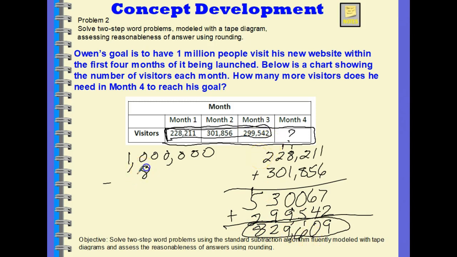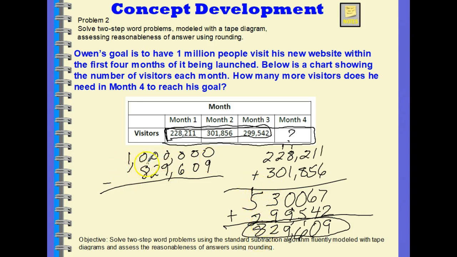Let's subtract 829,609. Alright, now this is one where I just want to double check my numbers. So 228,211, 301,856. 6 plus 1 is 7. 6, 10, 10, 3, 5. 5, 4, 2, 9, 9. Okay, 7 and 2 is 9. 6 and 4 is 10. 5 and 1 is 6. 9, 12, 8. Okay, so we're good.